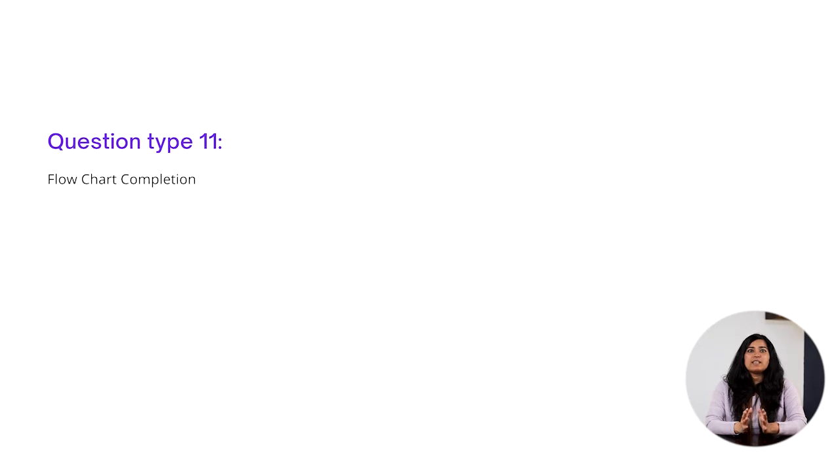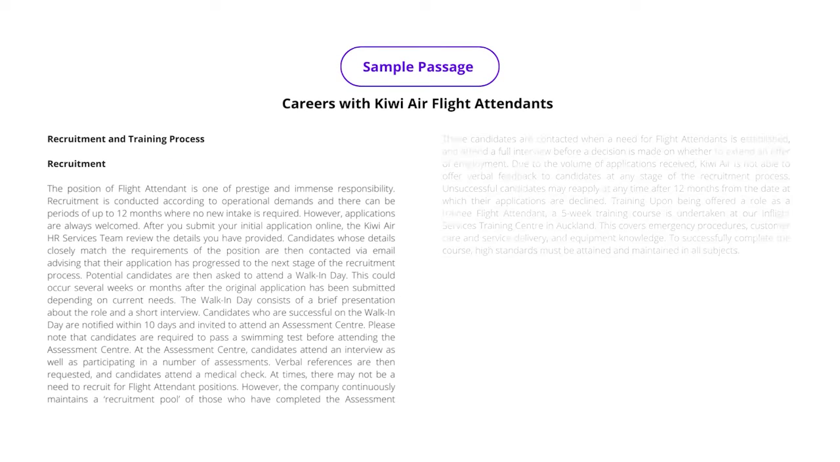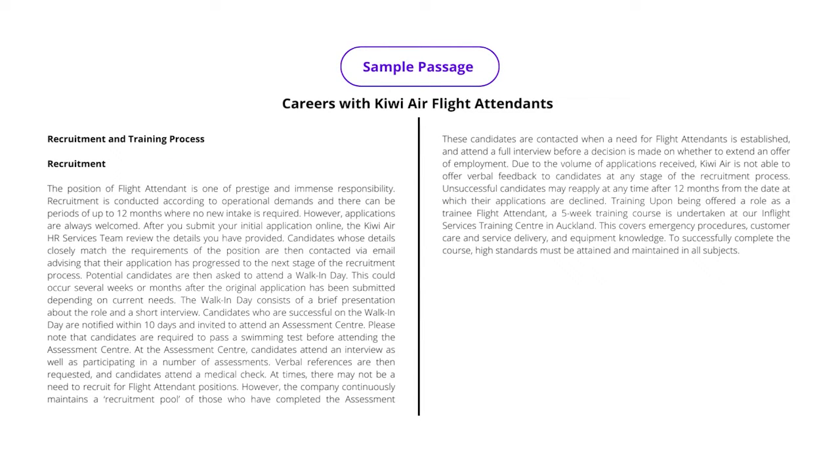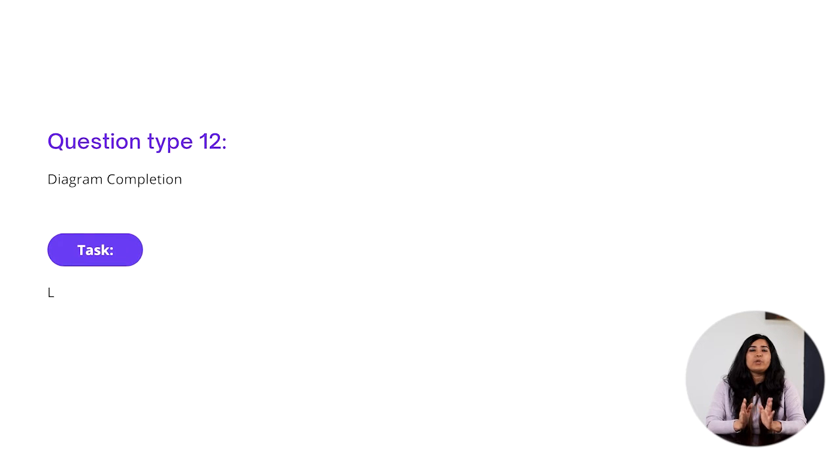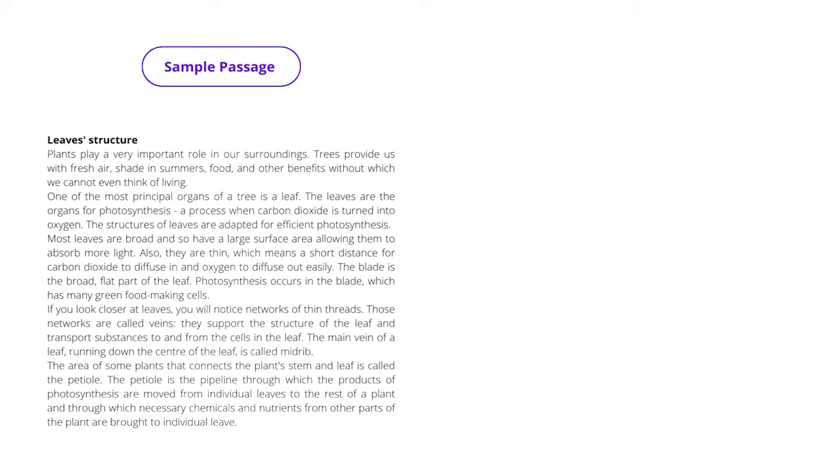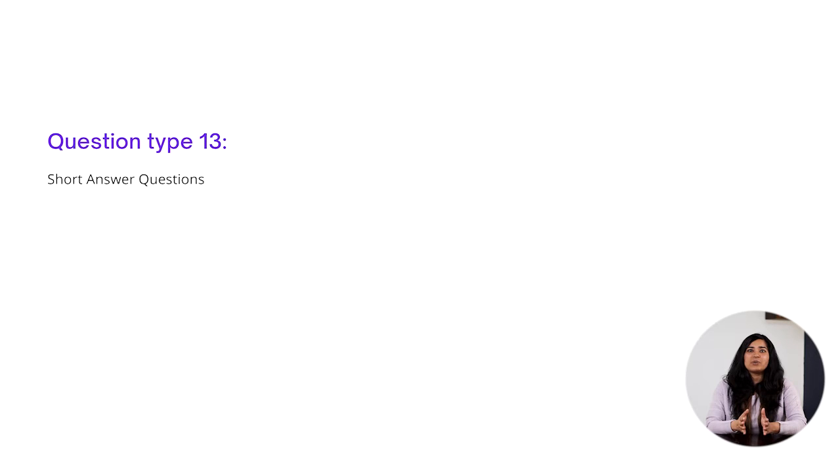The next question type is similar to table completion, and the only difference is the layout, and that is flowchart completion. Next up, we have diagram completion, where you will have to label a diagram using words from the passage. Short answer questions are the next question type, where you will have to answer questions regarding details in a passage.